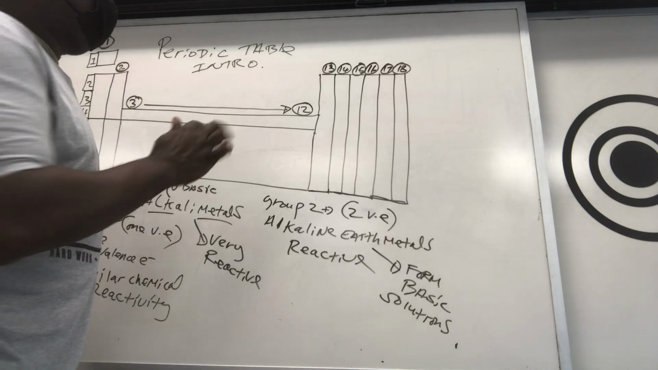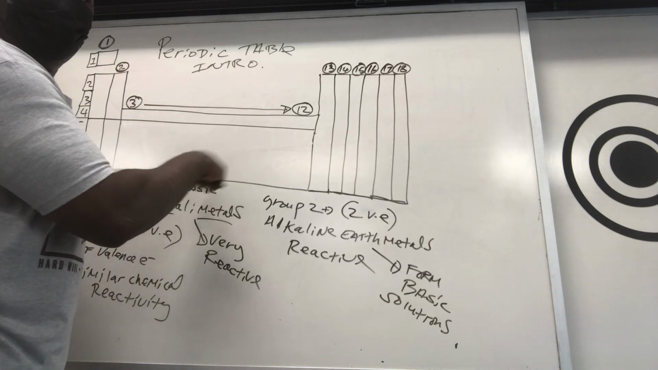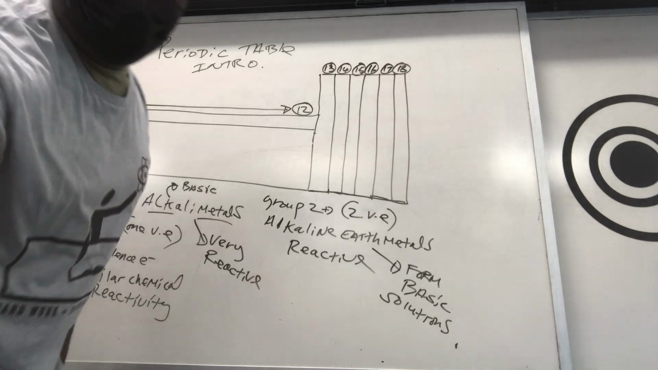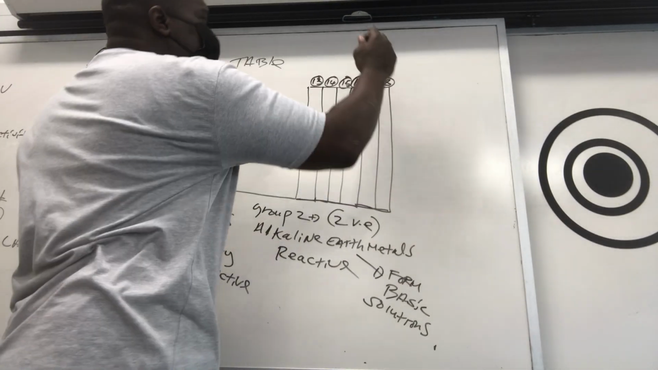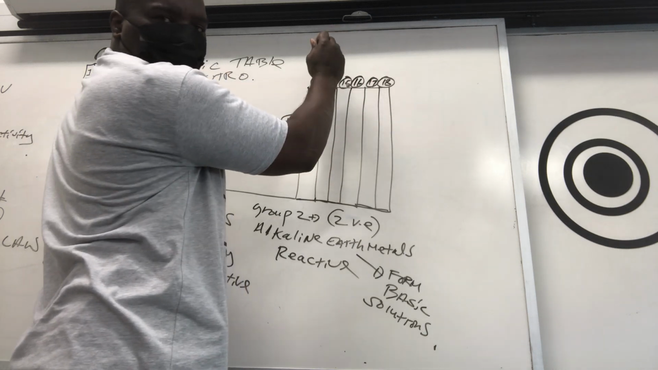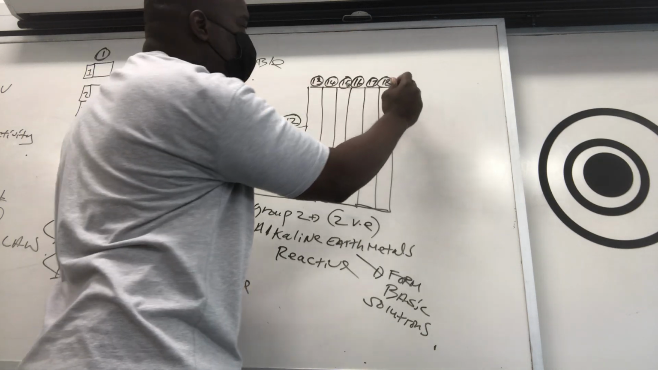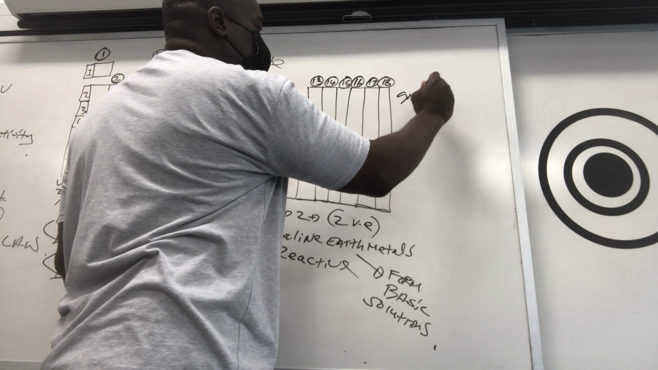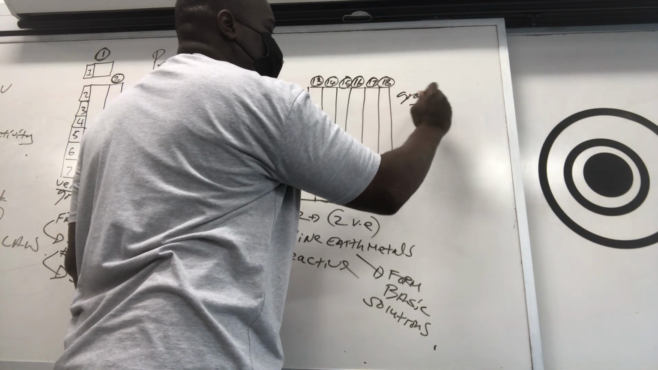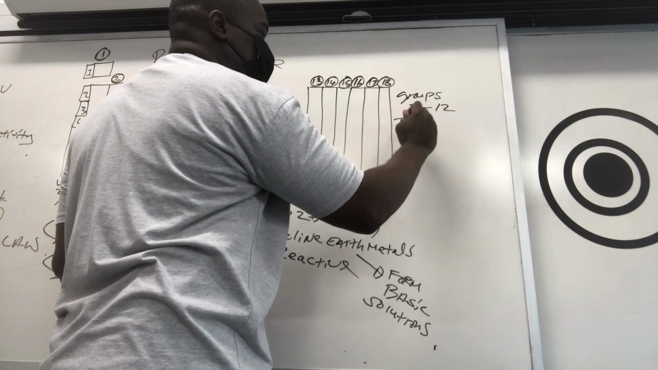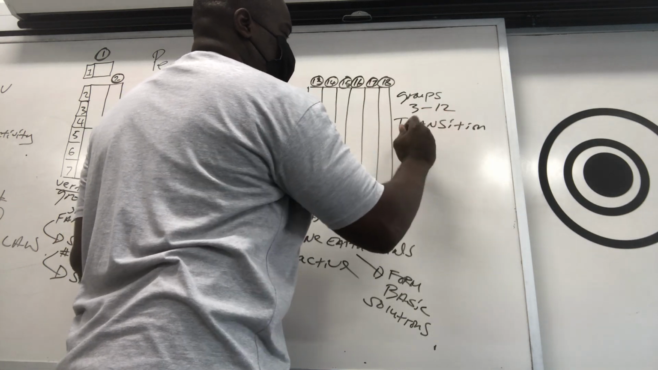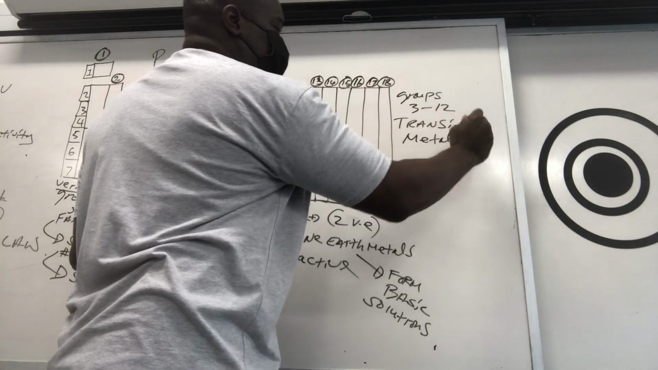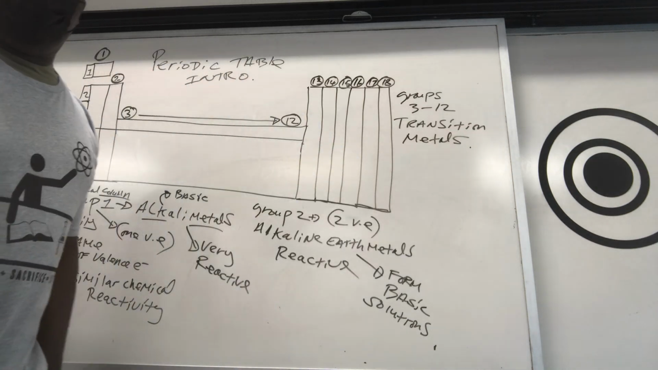Now we're gonna move on to groups 3 through 12. I didn't bother drawing all the columns, people, so you know, don't write me. Just for the sake of space. All right, so groups, can you guys see? Right here, groups 3 to 12 are called transition metals. Transition metals, okay? What about them?